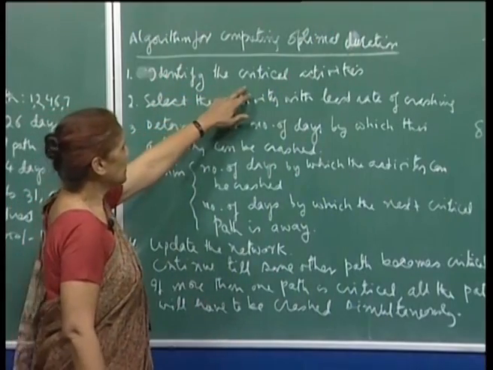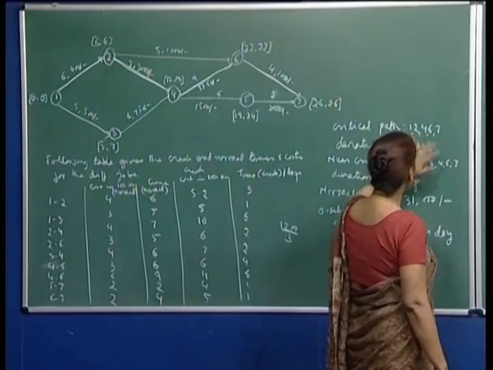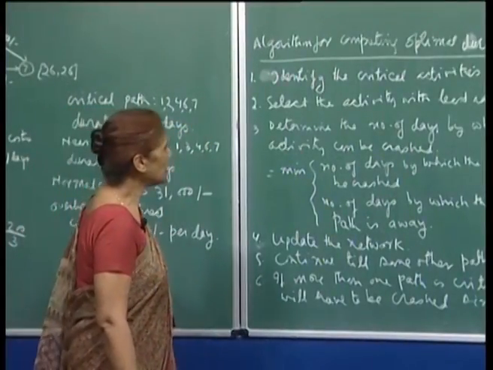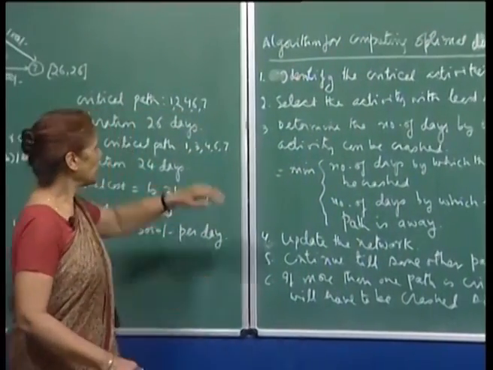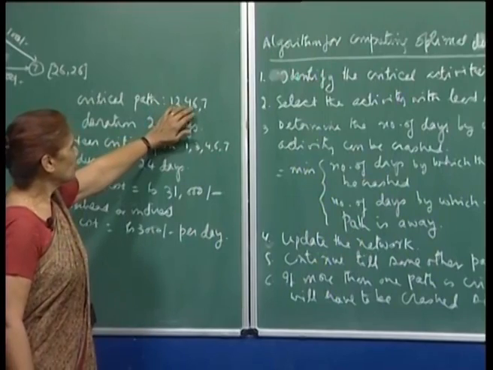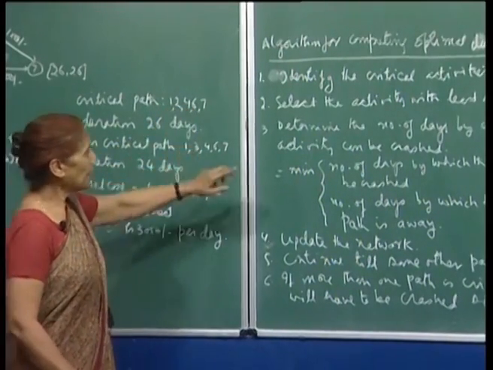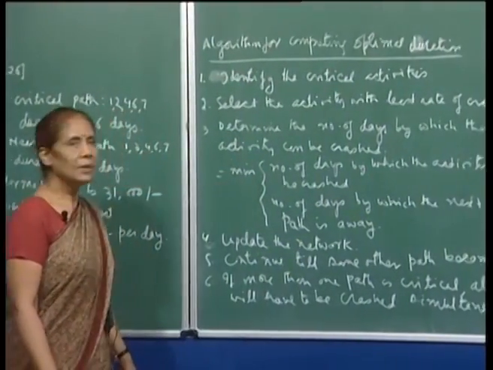First, we will identify the critical activities. Currently our critical path is 1 2 4 6 7. So, these activities 1 2, 2 4, 4 6, 6 7 are the critical activities. Then we will select the activity with the least rate of crashing. Out of these 4 activities, I will select the one which has the least rate of crashing, and then I have to determine the number of days by which this activity can be crashed.